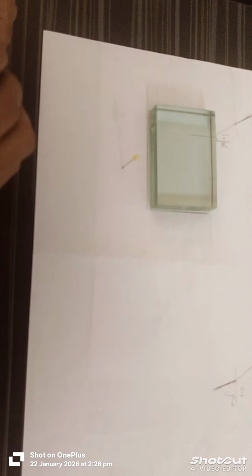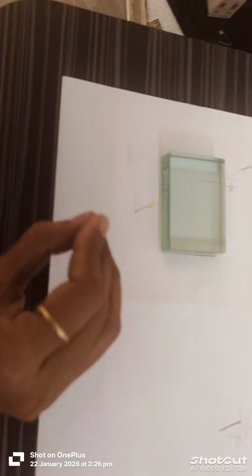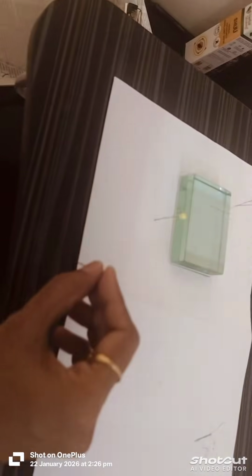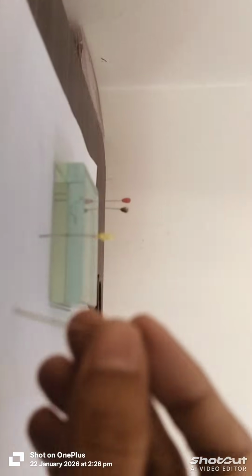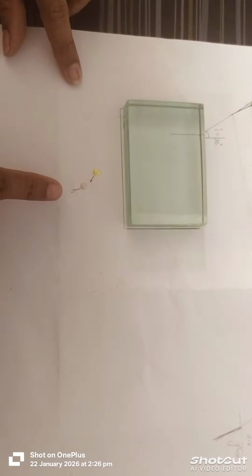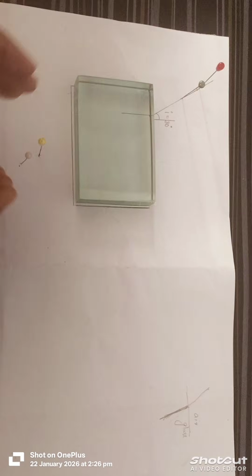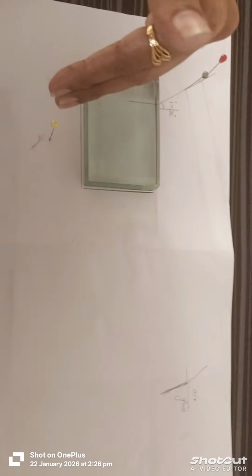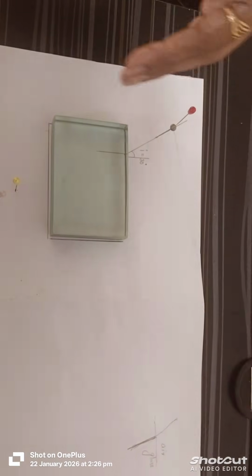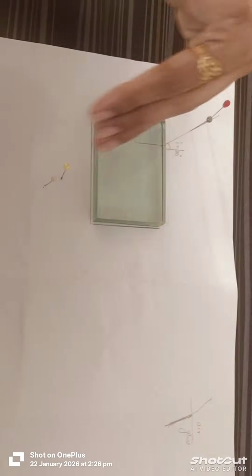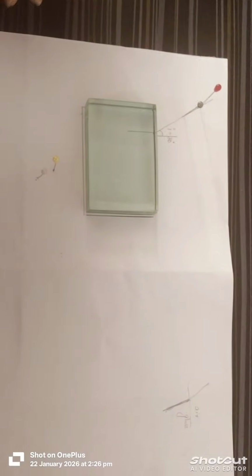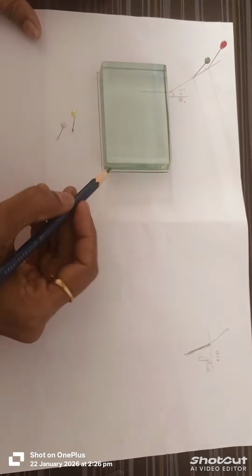At that point, now take the fourth pin in your hand and in the same way observe through the glass slab. Place the fourth pin. Now observe, children. See, the fourth pin I have placed. Now when you look through the glass slab, all the reflection of these two pins and this pin should be in a straight line. Okay. Now mark the position of those two pins.